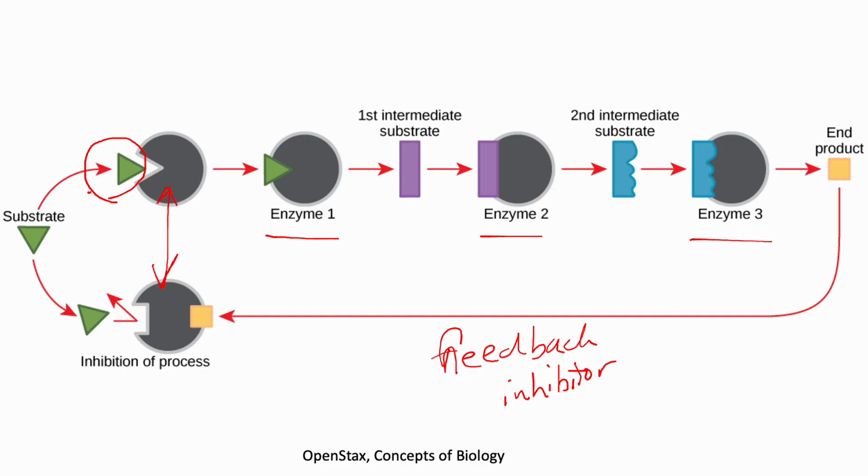when there is enough of the end product available in the cell, it is going to bind to that first enzyme. And notice when it binds, it's on a separate site. It doesn't bind in the active site. However, by binding, it changes the shape of the active site so that the substrate can no longer bind. So that would be a non-competitive inhibitor or an allosteric inhibitor.